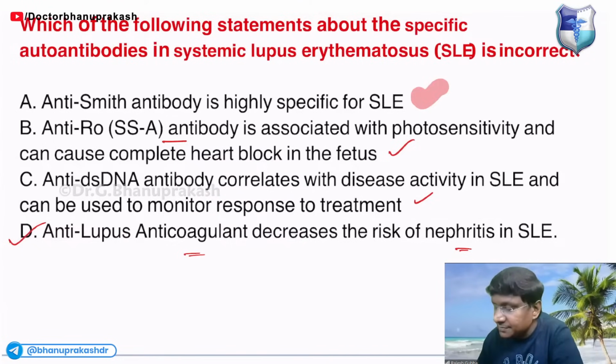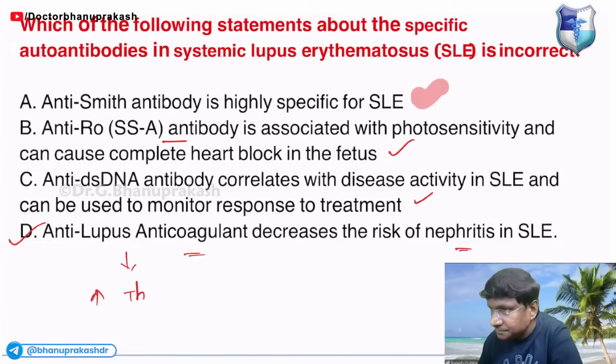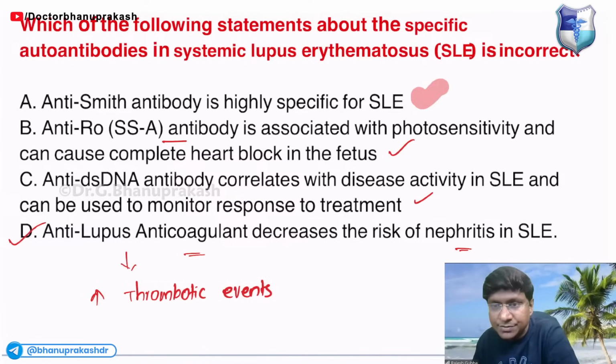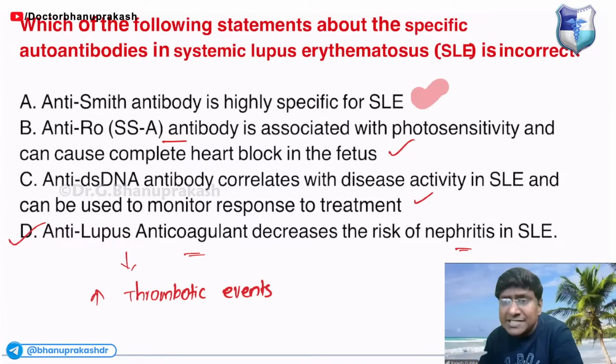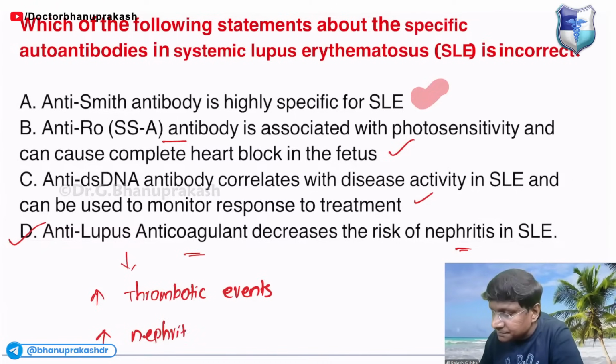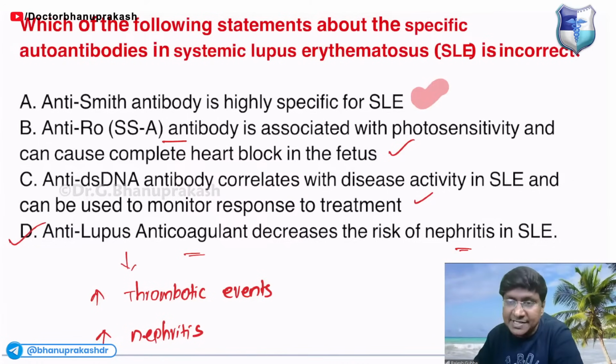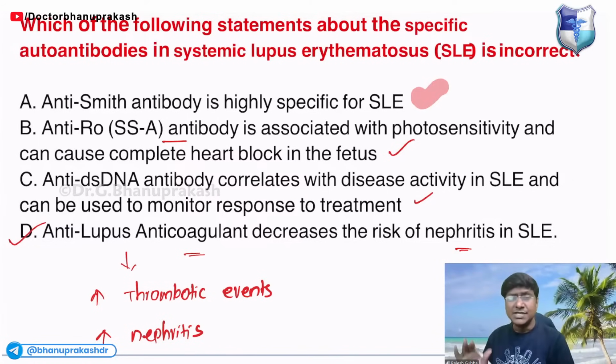Please remember that anti-lupus anticoagulant increases the risk of thrombotic events. Because it increases the risk of thrombotic events, the individual will have recurrent abortions, particularly in females. And it also increases the risk of nephritis in patients with SLE. So this is about the serology.